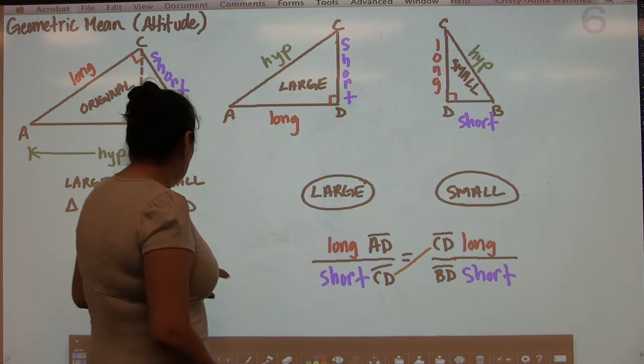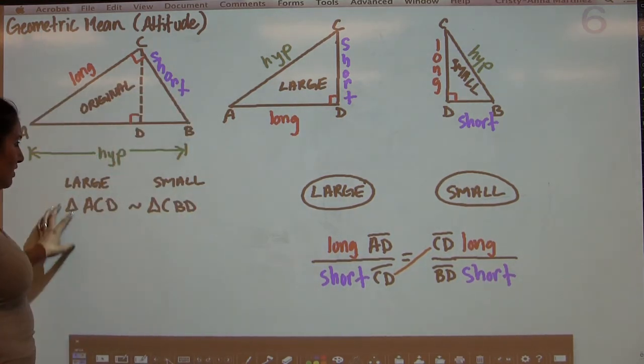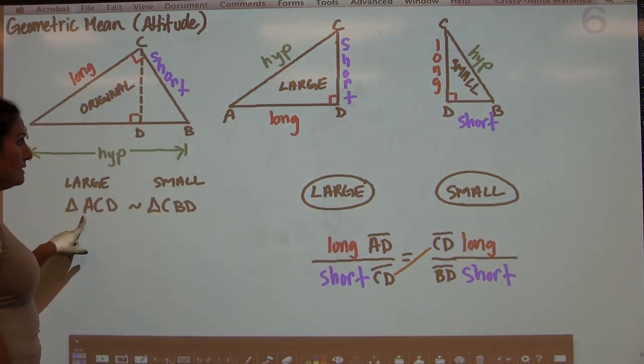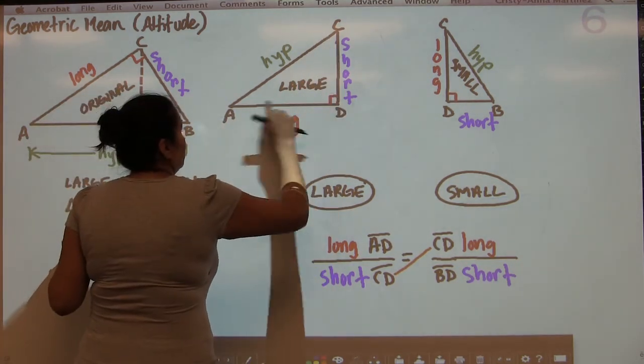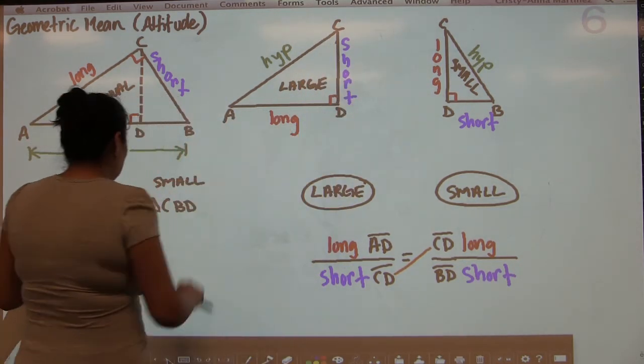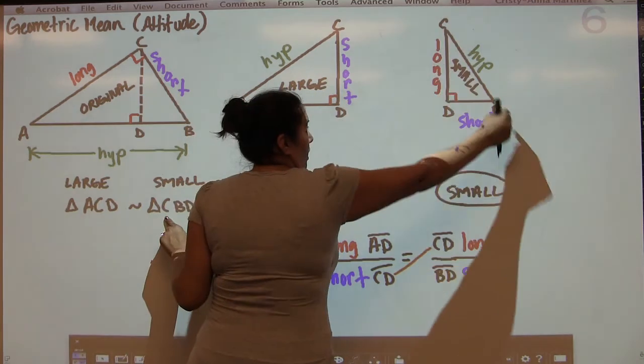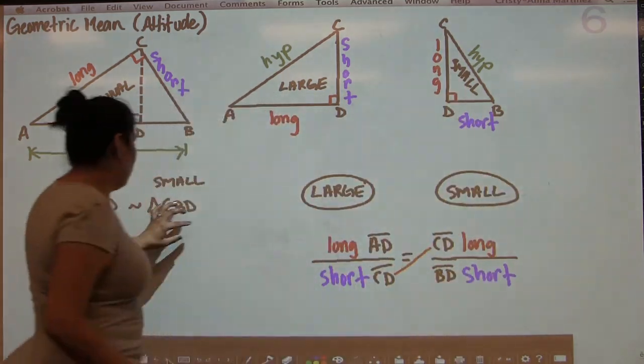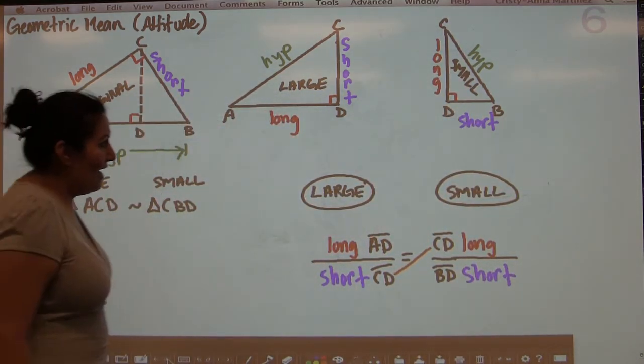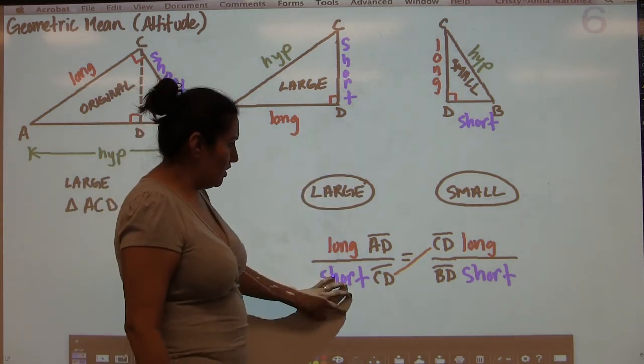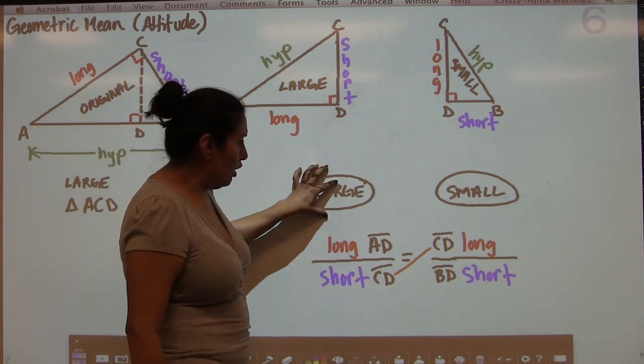So that's why I rewrote this. We already said this in the previous slide, that triangle ACD, this time we're going hypotenuse, short, long, is the same as hypotenuse, short, long, so CBD. So we've kind of rewritten that here. And now I have here on this side of my proportion, I'm using segments from the large triangle.